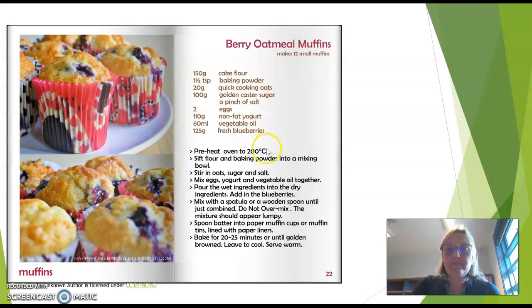So preheat your oven to 200 degrees Celsius. Then sift the flour and baking powder into a bowl. Stir in the oats, sugar and salt. Mix the eggs. So it goes step by step of what to do. It gives you another special instruction here: do not overmix, because it becomes quite tough otherwise. And then it gives you an estimated amount of time to cook it for, and to leave it to cool, and then if you wanted to, you could serve it warm.